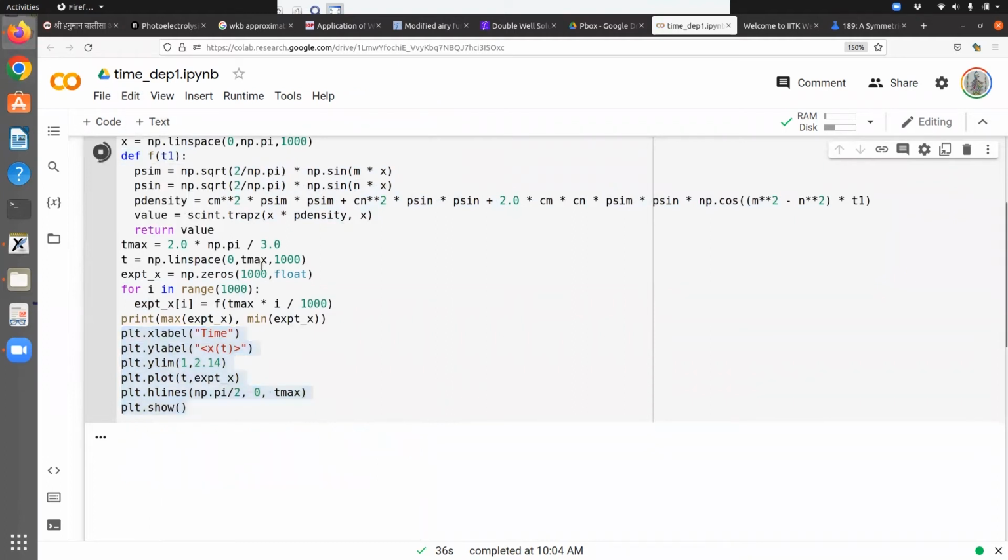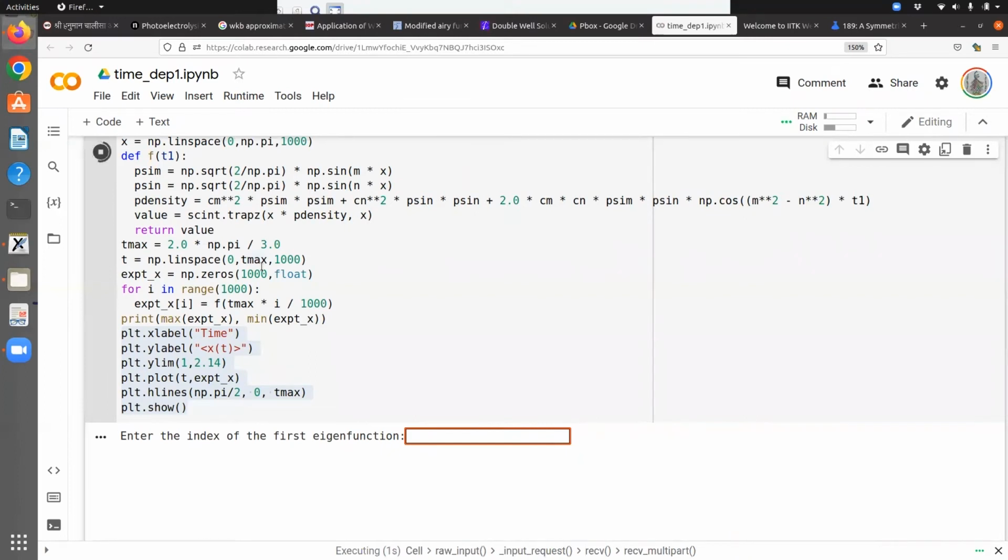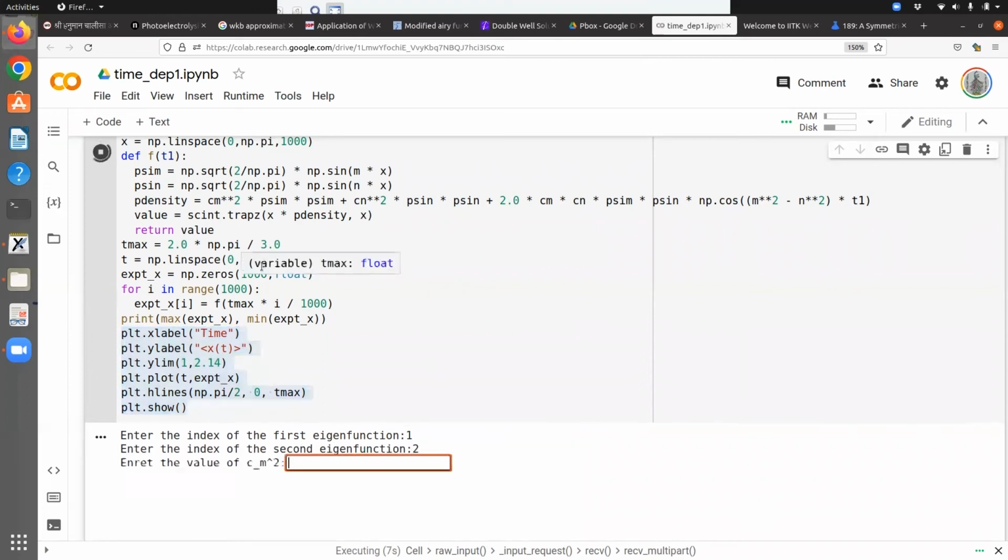Let us run the code. So we take the same wave function, that is the ground state and the first excited state. So first we run it for a value where C1 square is equal to 0.99.